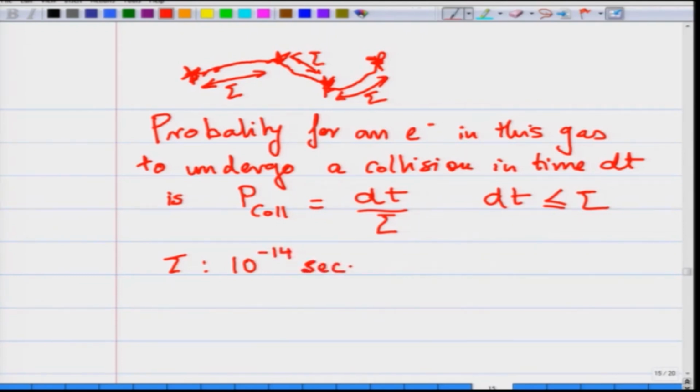We will come to that, how this comes about, later on in the course. But typically the probability of collision that we are speaking of, that in a time interval tau there is a finite probability of collision, is when this dt is going to be less than 10 raised to minus 14 seconds. You are really looking at very small time intervals, and within that small time interval you are asking, is there a finite probability that the electron will undergo a collision?